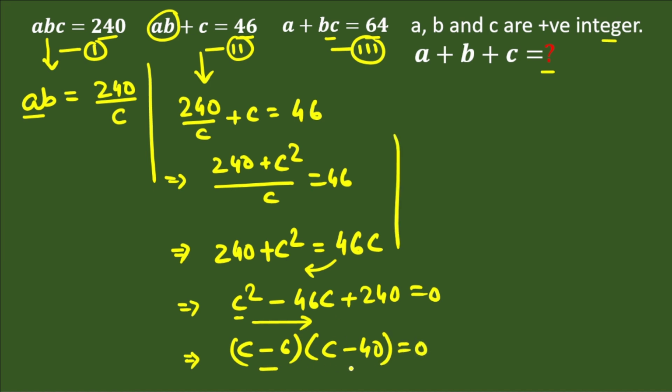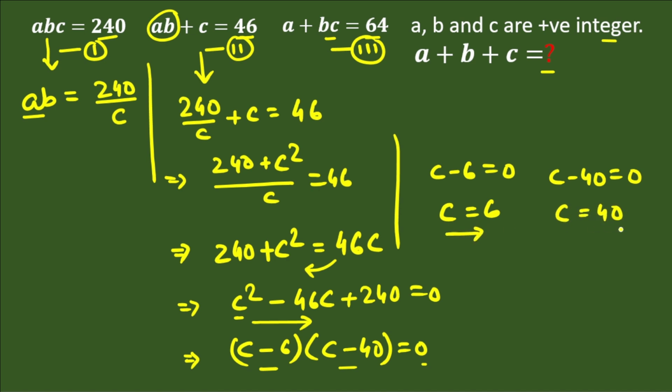Now here the multiplication of two factors is 0. So we can write either the first factor, C minus 6, is equal to 0, or C minus 40 is equal to 0. From here the value of C will be 6, and for the second the value of C is 40. So we have calculated two values of C, 6 and 40.